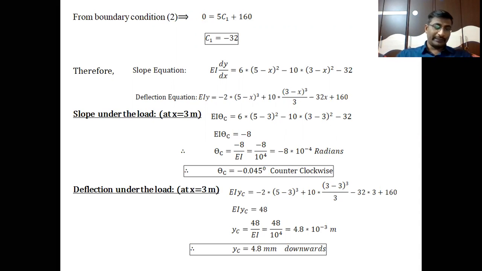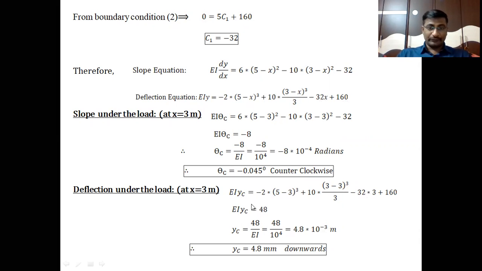For the deflection under the load, again we have to substitute x is equal to 3 meters into the deflection equation. So EI YC, you have to write in place of YC. Whenever you write the YC, you have to substitute x as 3 meters. So EI YC is equal to minus 2 into 5 minus 3 whole cube plus 10 into 3 minus 3 whole cube by 3 minus 32 into 3 plus 160. So this term also is 0, 3 minus 3 is 0, 5 minus 3 is 2, 2 cube is 8, 8 into 2 is minus 16. Minus 16 plus 160 minus 32 into 3, we will get the final value 48.